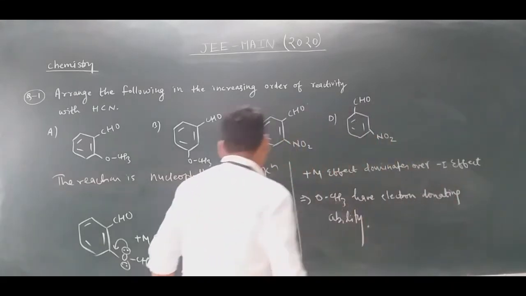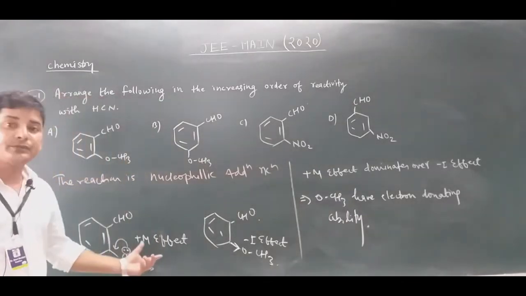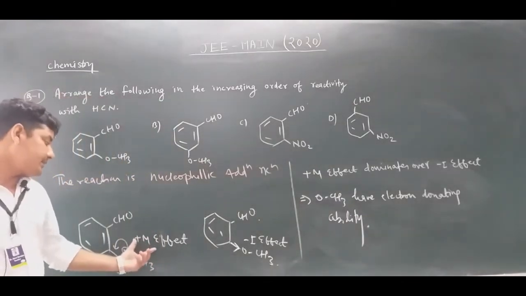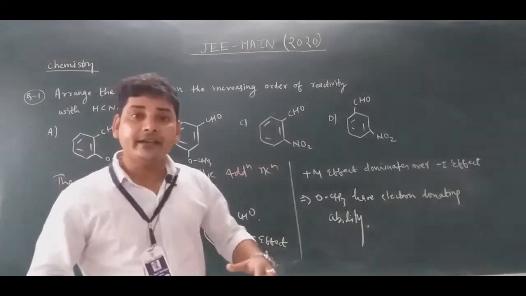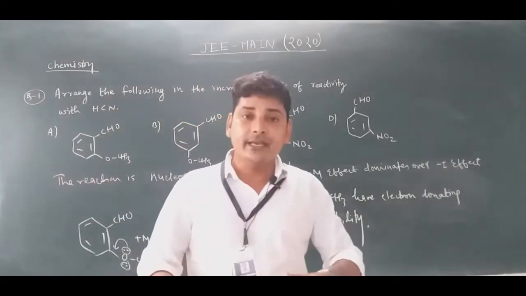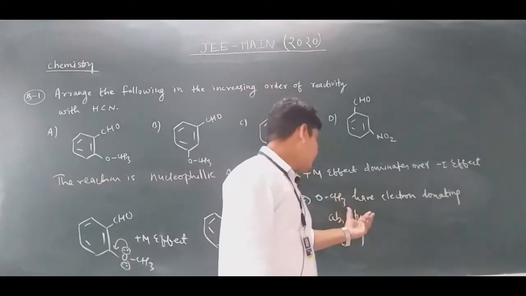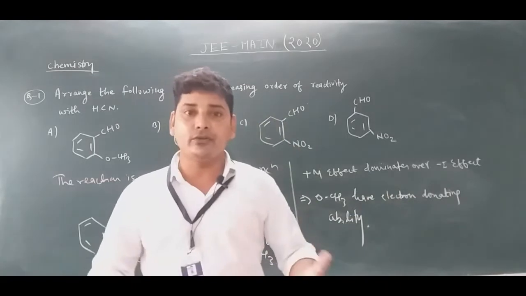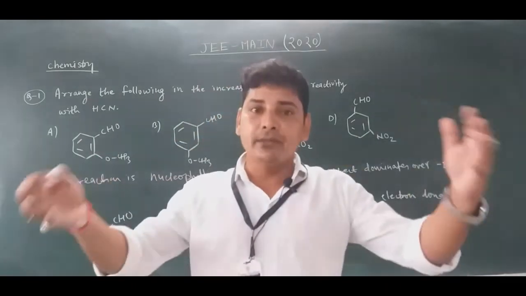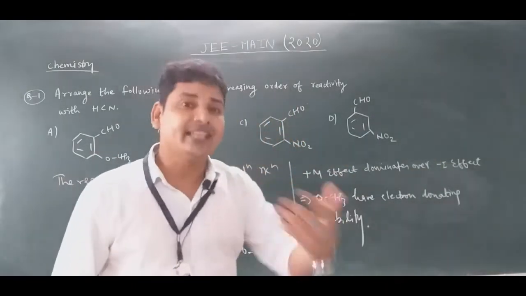Okay. So what is happening here is that we have two different effects. The first is the plus M effect and the second is the minus I effect. But here OCH3 has plus M more dominating than minus I. Therefore OCH3 has overall electron donating ability. So it will give electron overall.